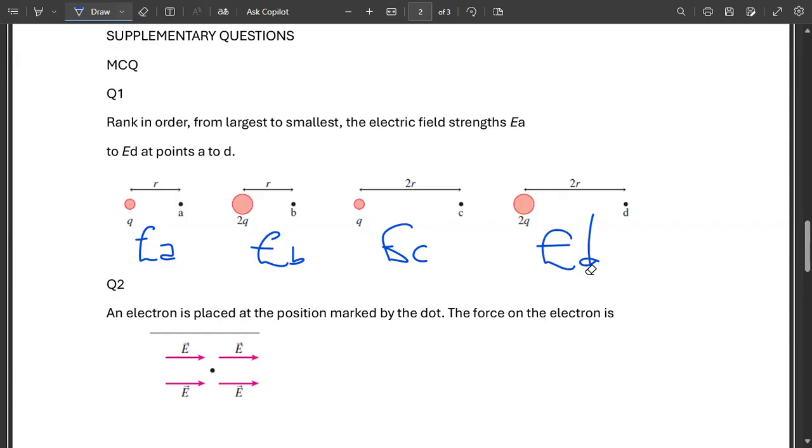So we can see the data that we've been given. On EA we have Q and R. On EB we have 2Q and R. On EC we have Q and 2R. Whilst on ED we have 2Q and 2R.